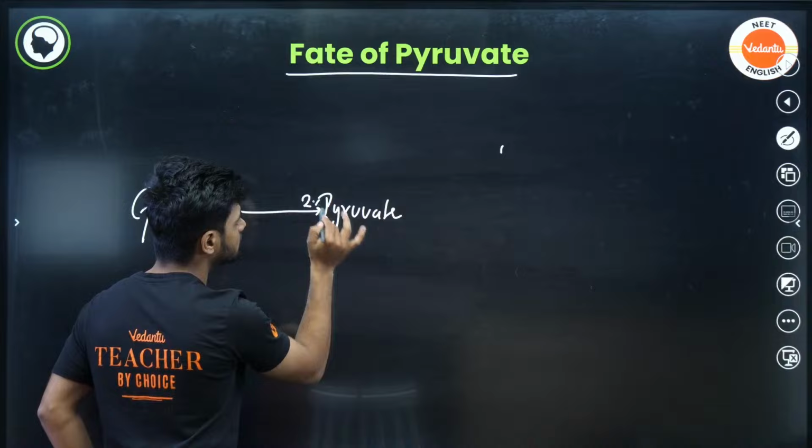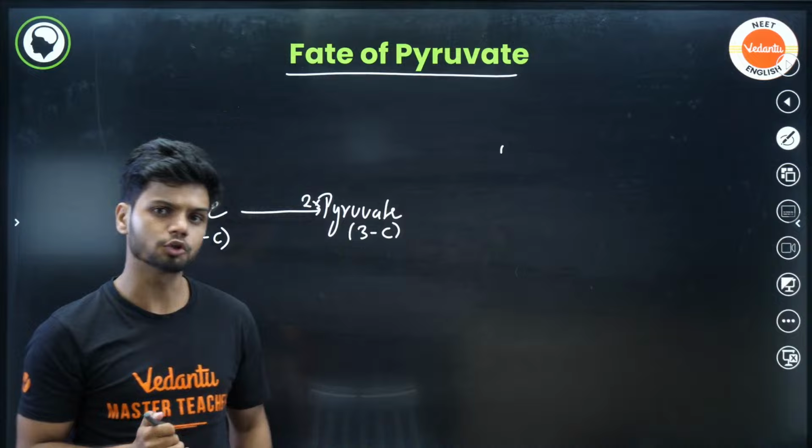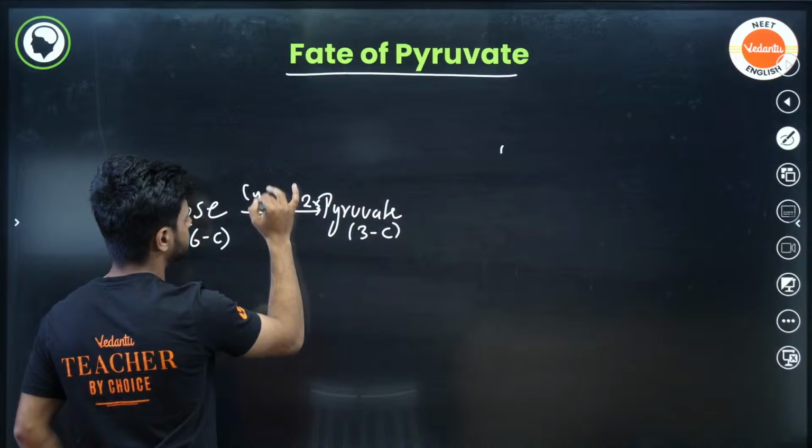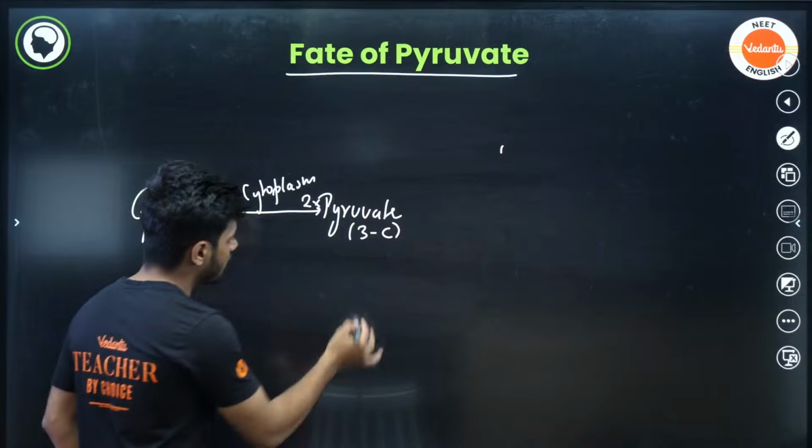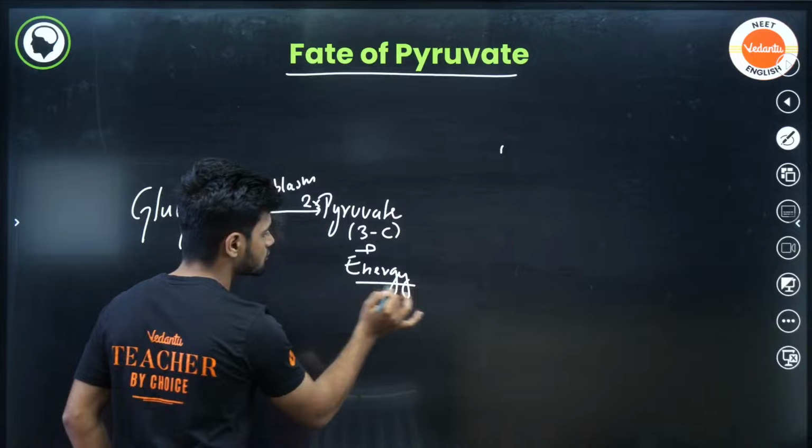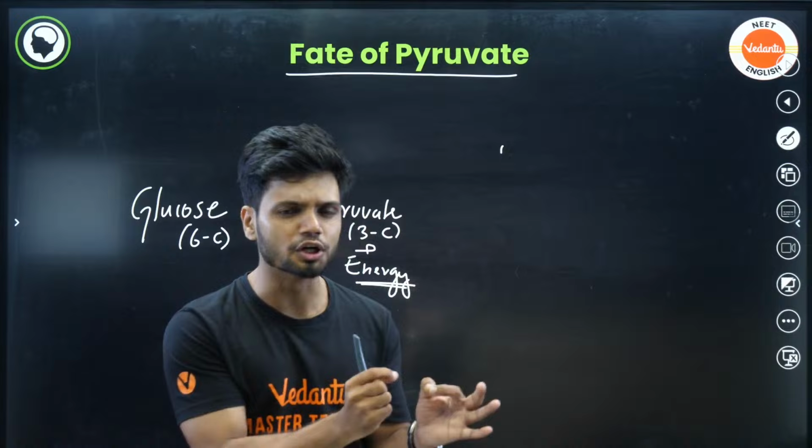Now pyruvate is a 3 carbon molecule. Where does this happen? This happens in your cytoplasm. And can I tell, energy is also released here? Yes sir, energy is also released. Now this particular pyruvate can undergo three different processes.